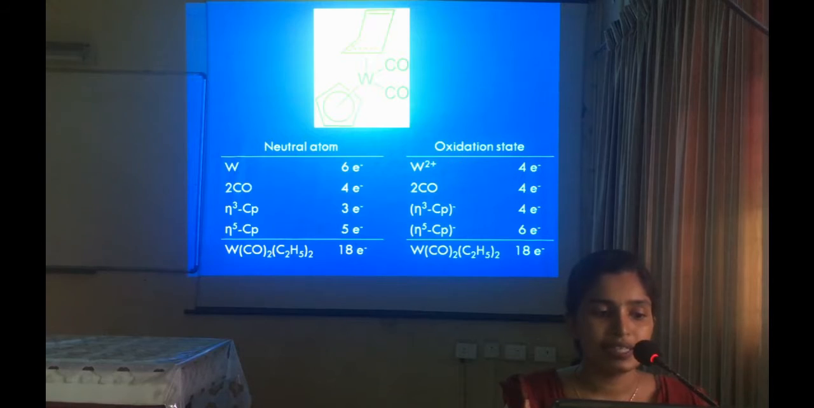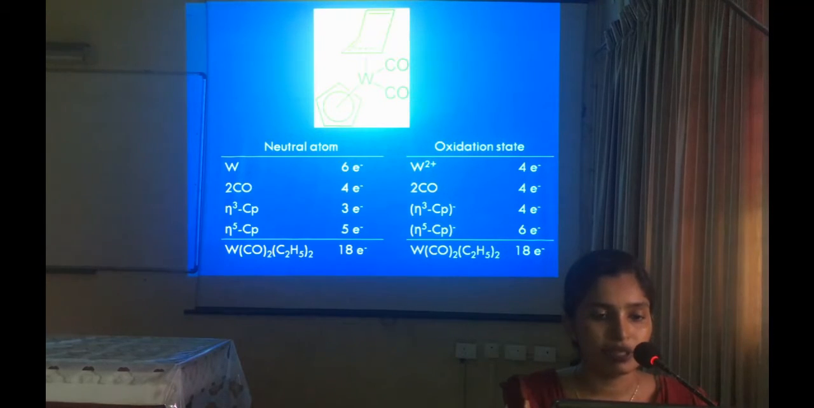Here we can see that in the neutral atom method, the tungsten is a 6 electron donor. There are 2 carbonyls, each acting as a 2 electron donor. And here there are 2 types of cyclopentadienyl rings. One is an eta 5 cyclopentadienyl and another one is an eta 3 cyclopentadienyl. The eta 3 cyclopentadienyl is a 3 electron donor, and eta 5 cyclopentadienyl is a 5 electron donor. And correspondingly, this complex will be an 18 electron complex.